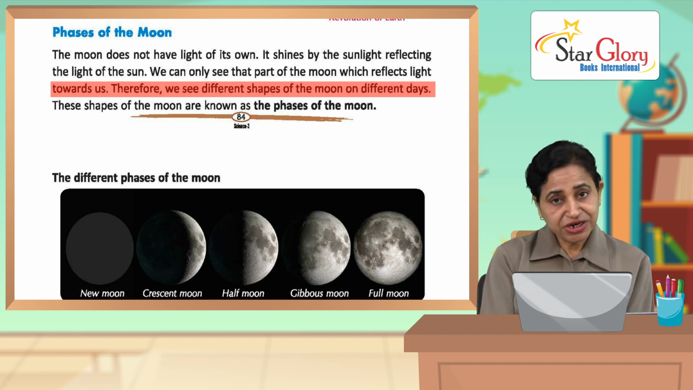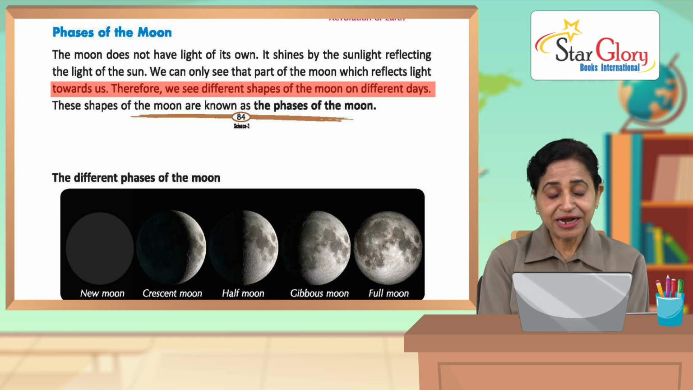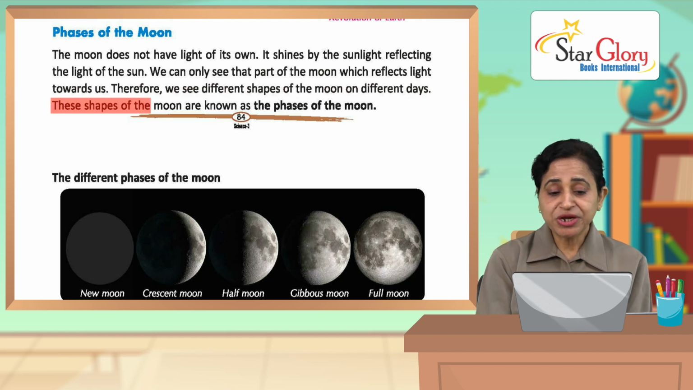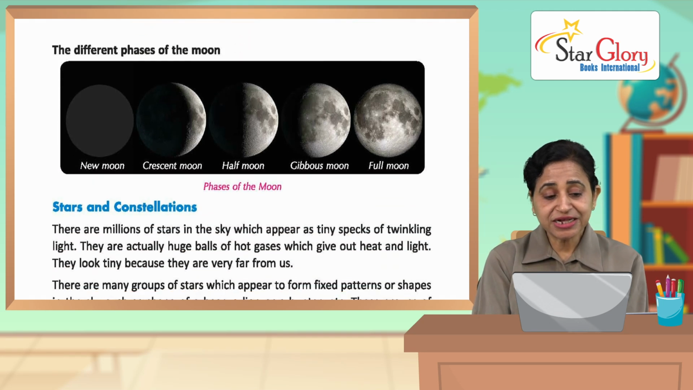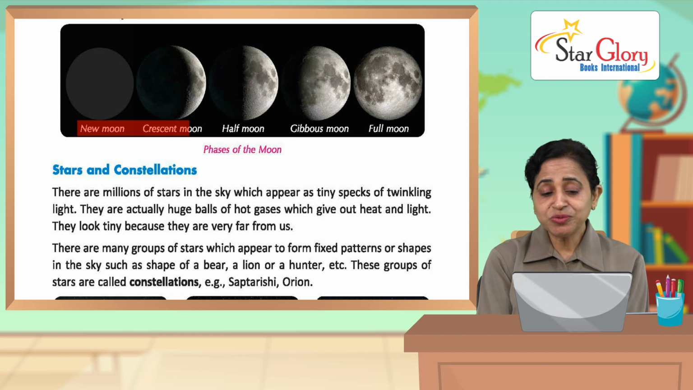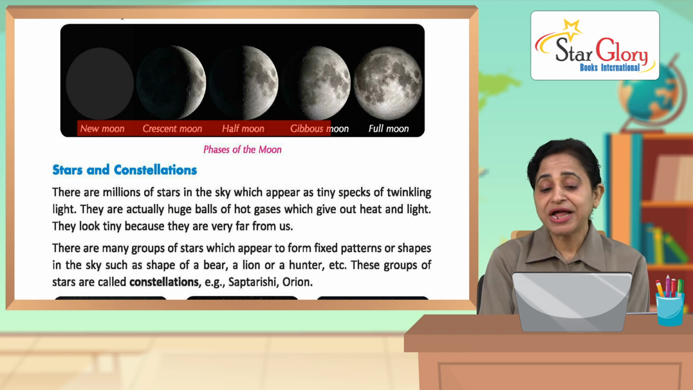है ना? उसी तरह की shapes दिखाई देती हैं जहाँ जहाँ part पे light पड़ती है. These shapes of the moon are known as the phases of the moon. You can see these phases जहाँ पे shadow है वो part आपको नहीं दिखाई देता. New moon, crescent moon, half moon, gibbous moon and full moon.